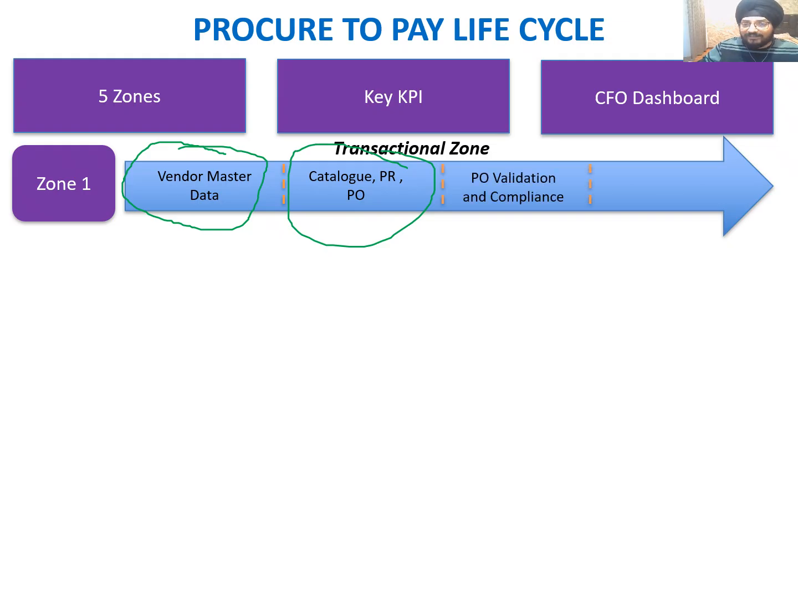So what is there in the next process? Okay, PO validation and compliance. Once we have created the PO, it needs to be validated to ensure that all the relevant information is correct. It has to be validated against the various tax laws and compliances to ensure that we are not defying any of the rules or regulations which are compulsory for a particular business.